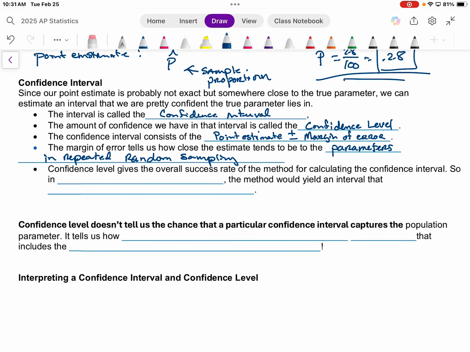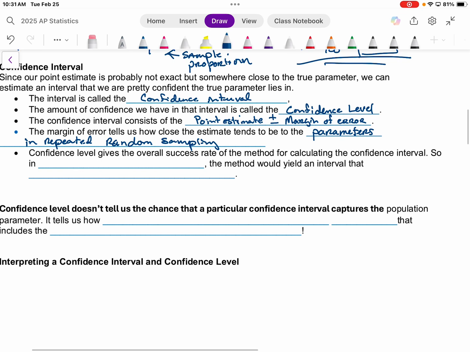The confidence level gives the overall success rate of the method for calculating the confidence interval. So in C% of all possible samples, the method would yield an interval that captures the true population parameter, whatever the true parameter is.